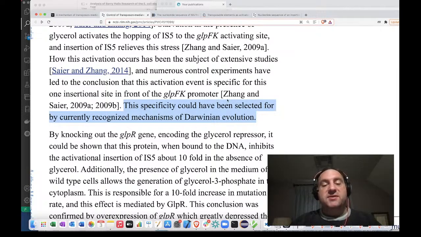It says this specificity could have been selected for by currently recognized mechanisms of Darwinian evolution. That sentence actually, they don't have any. This is a sentence that doesn't have any experimental data. There's no experimental support. There's no mathematical support. It's just dropped in there as an homage to what the wider biology community thinks. There's no reason for it. It doesn't function anywhere in the paper. It doesn't tell us anything more. It's just there to make people feel better.